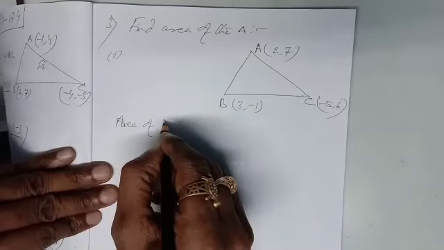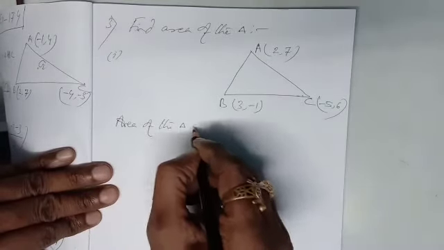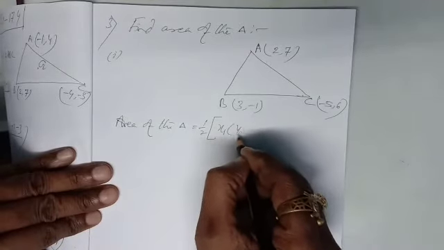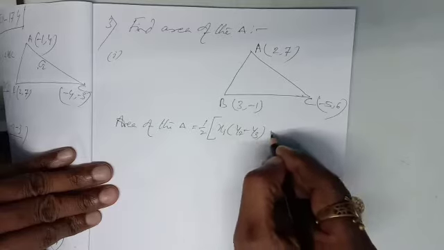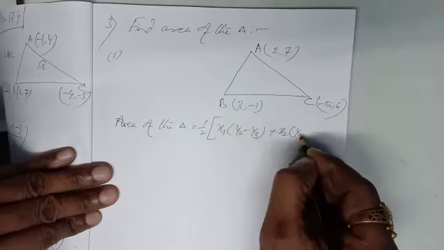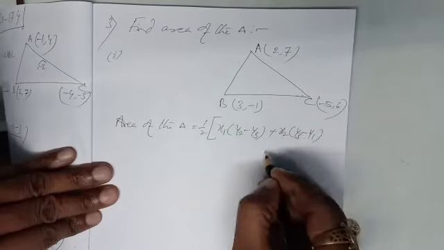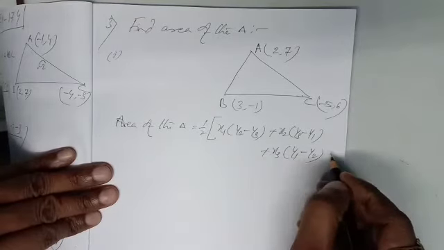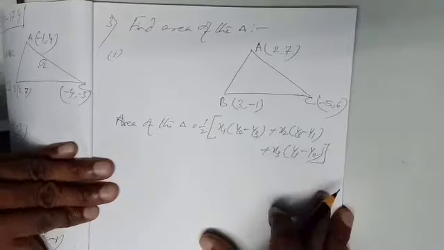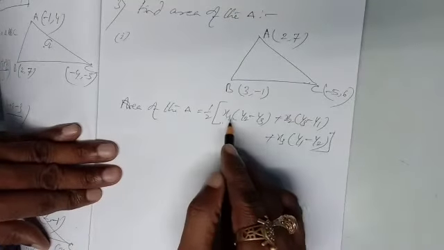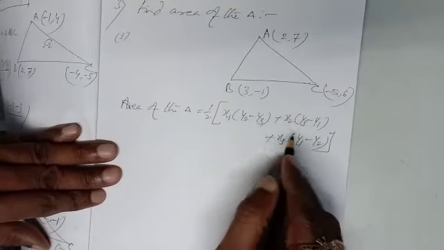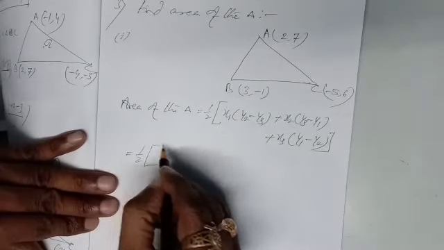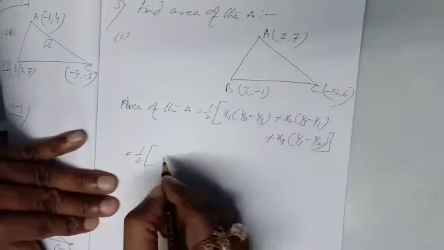The formula for the area of the triangle is half. That is 1, 2, 3, then 2, 3, 1, then 3, 1, 2. This is the way of memorizing the area of a triangle. 1, 2, 3 means x1 times (y2 minus y3). Same process. So it is half, now x1 is how much? The first one, that is 2.